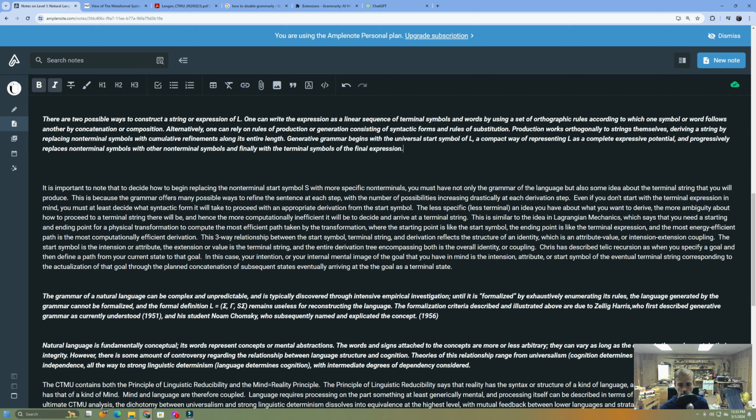You note the similarity between the word intention with an S and intention with a T. There's a reason why they're so similar, I think, ultimately. So your internal mental image of the goal you have in mind is the intention attribute or start symbol of the eventual terminal string corresponding to the actualization of that goal through the planned concatenation of subsequent states, eventually arriving at the goal as a terminal state.